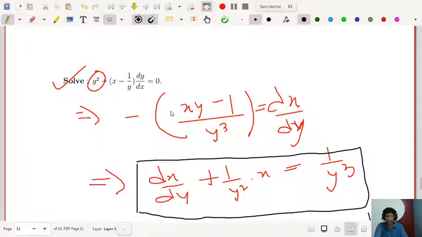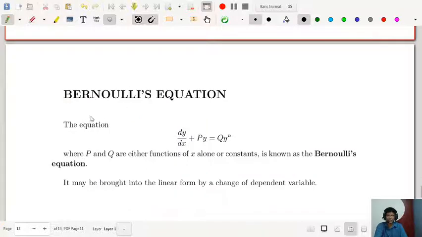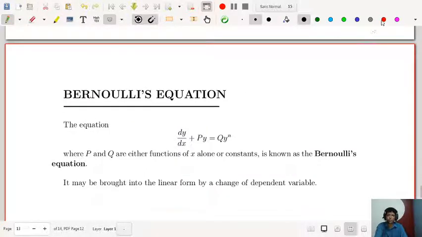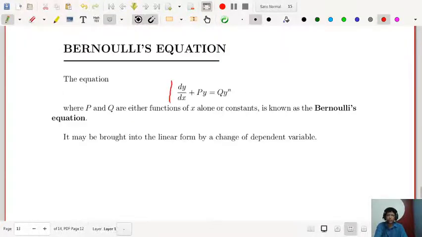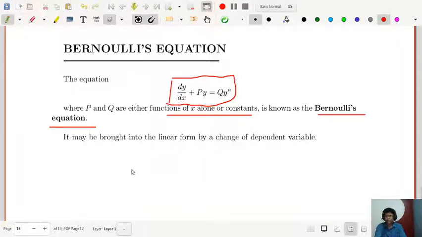Okay, let's now come to the last section, Bernoulli's equation. What is Bernoulli's equation? If your equation is non-linear of this type, that is dy dx plus py equal to q y to the power n, where p and q are either functions of x alone or constants, it is known as Bernoulli's equation. This form is called Bernoulli's equation, and this equation can be brought into the form of a linear one by change of the dependent variable. So what is your change?